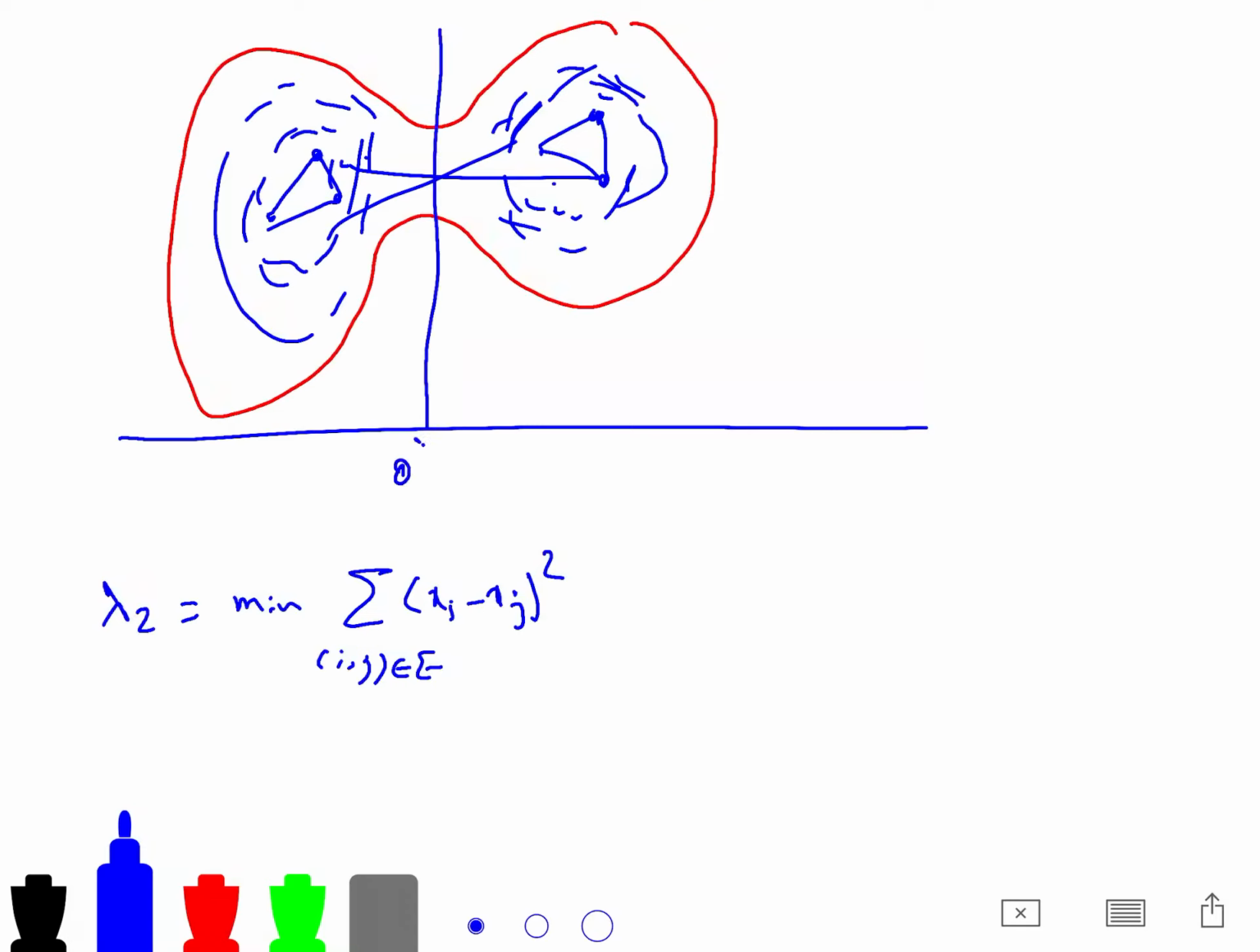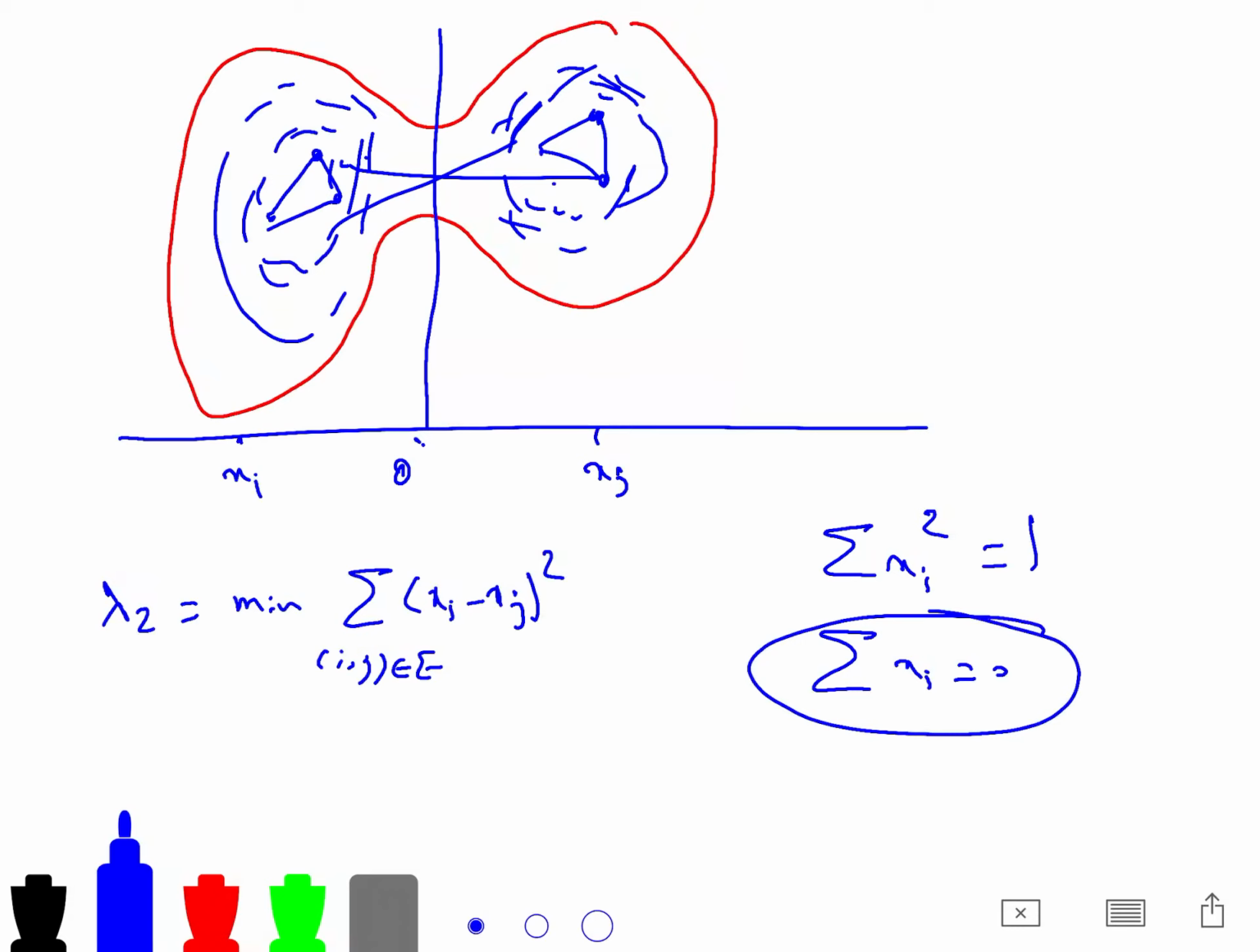So this is the way to balance, because we have shown that the sum of xi squared is 1 and the sum of xi is 0. From this, it says that some of them should be positive, some of them should be negative. So the second eigenvalue has a very interesting meaning. It means that it tries to minimize the number of crossing edges.